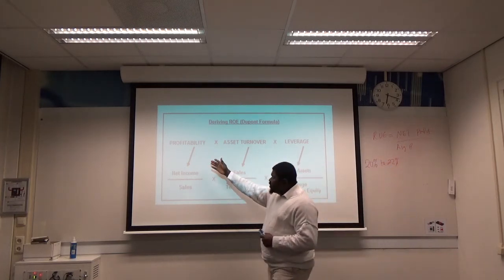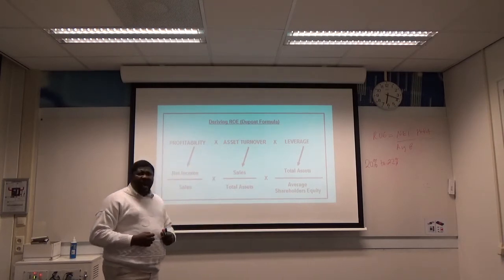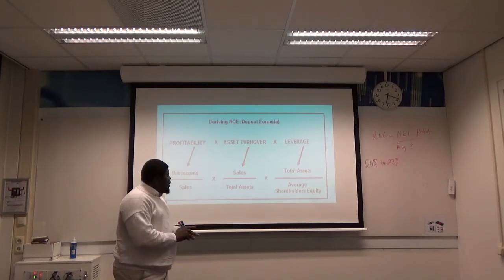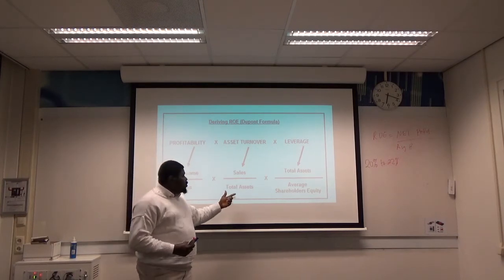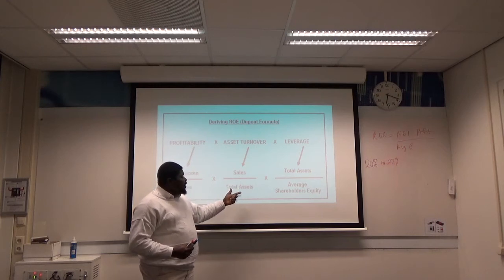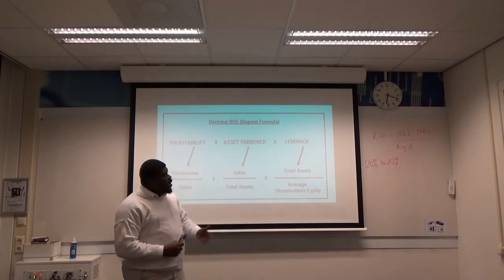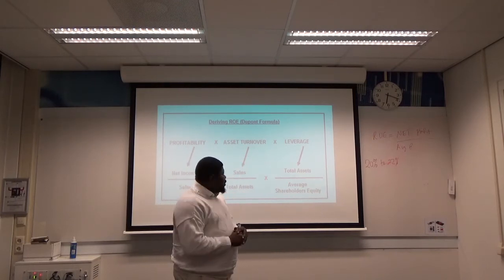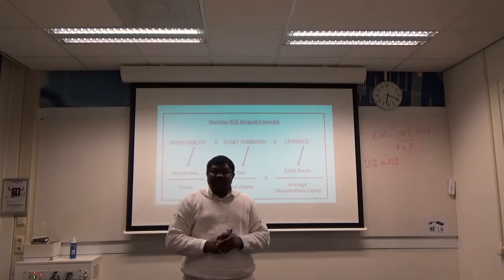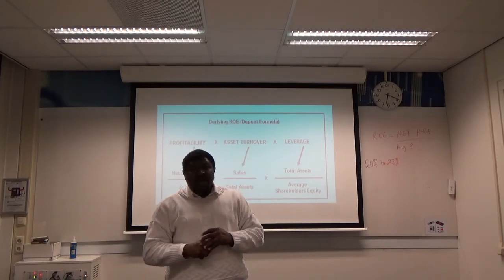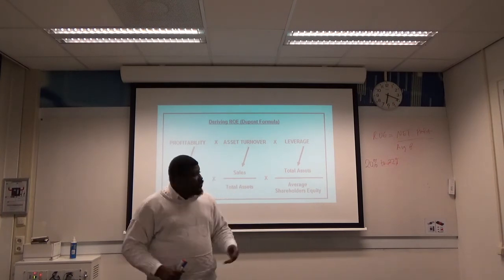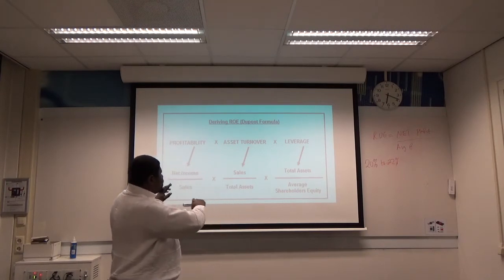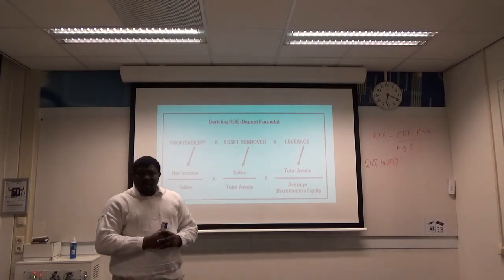With the first constituent part, we are able to determine how profitable the organization is. With the second, we are able to determine how the organization uses its assets efficiently and effectively to maximize sales. With the third, we are able to determine how the organization is financed. Do we finance the organization from the shareholders' capital, or do we take loans to finance the organization and yet we make profit? This is the ROE divided into three constituent parts.